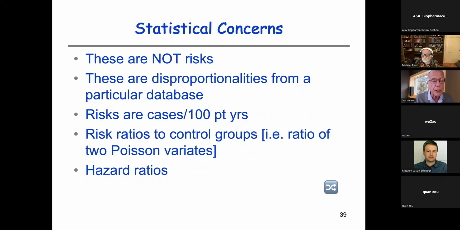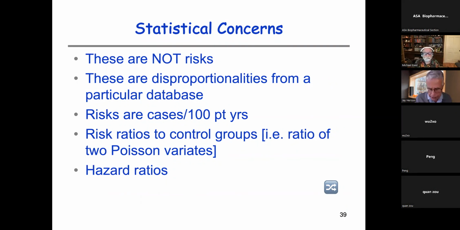But a risk is how many cases per 100 patient years. We must have that exposure as part of risk. Then we take the risk ratio of the experimental drug or the drug of interest to the control group. And that is a ratio of 2 Poisson variates. We know how to handle that. We can use Poisson regression. We know how to compute a confidence interval. And we can even call that ratio a hazard ratio. I sometimes call it a poor man's hazard ratio. It doesn't come from Cox's model, but it's a good start and a good estimate.